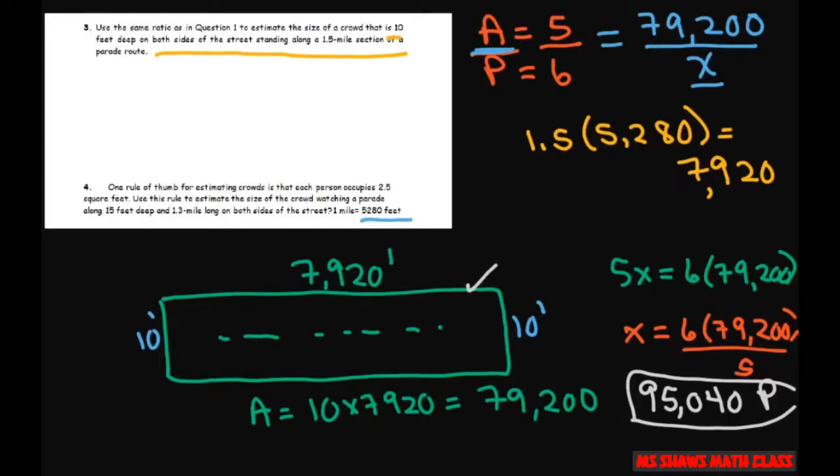All right, now let's try number 4. We're going to do the same thing, except this one says one rule of thumb for estimating crowds is that each person occupies 2.5 square feet. So I'm going to do people to area. That's how I'm going to do it. In this case, it's 1 to 2.5. And we want to find out how many people fit into our new area.